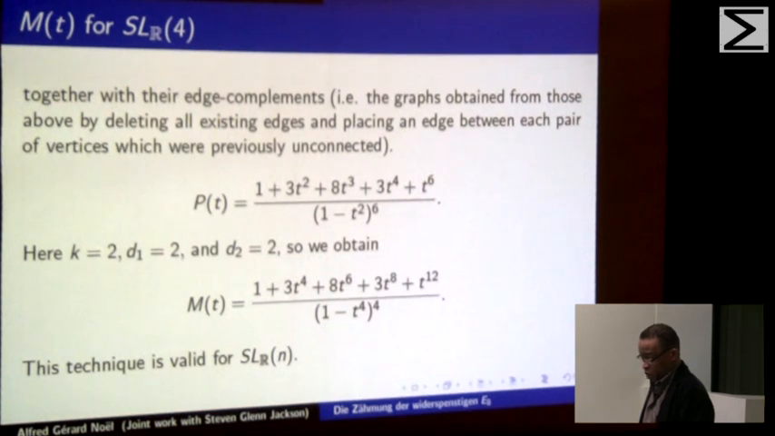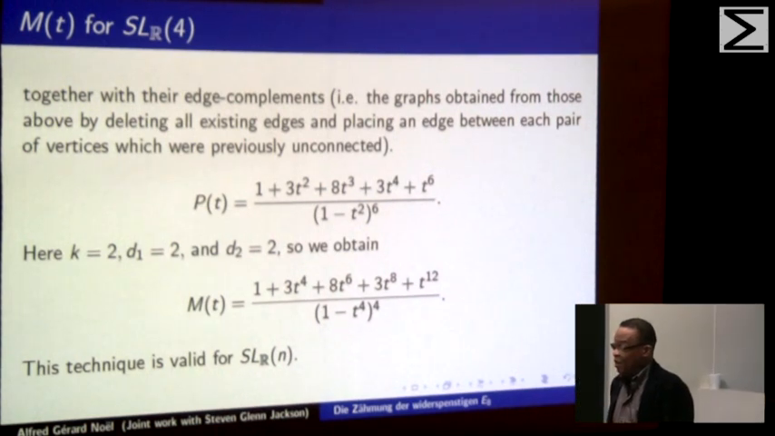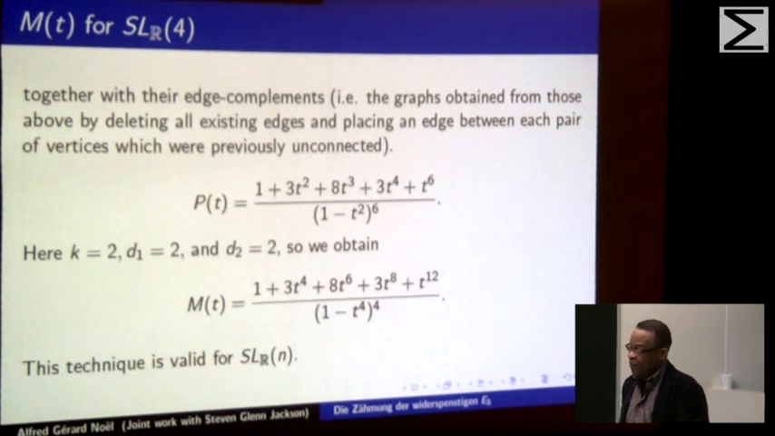This technique, as you certainly see, works for SLN, right? You just have to create the graphs and then make the computation. Again, we should not kid ourselves. We can go to SL5. We did that. But by the time we hit SL7, we start having problems.